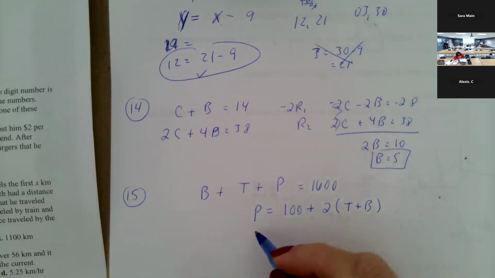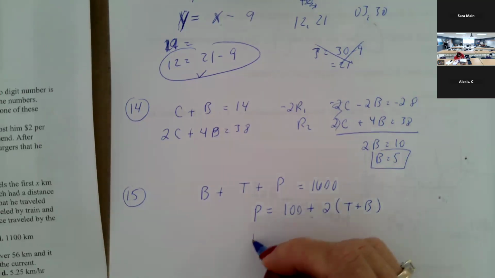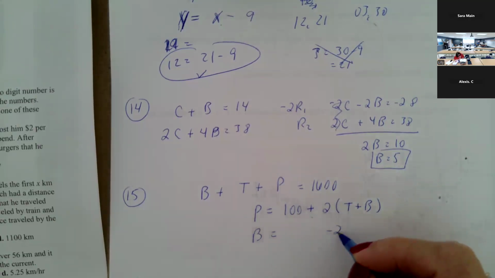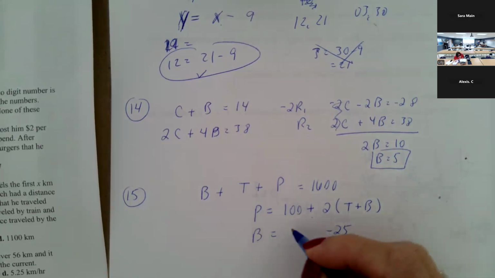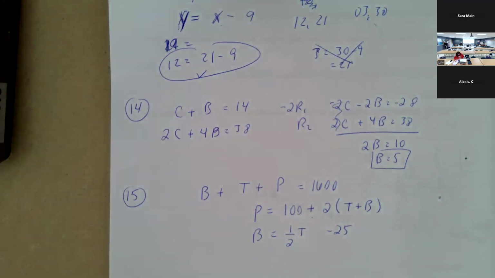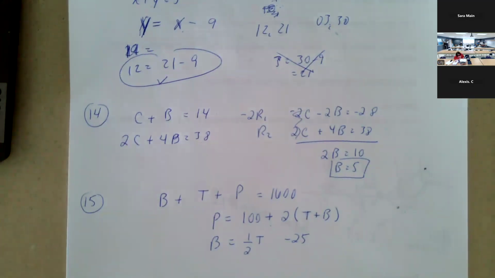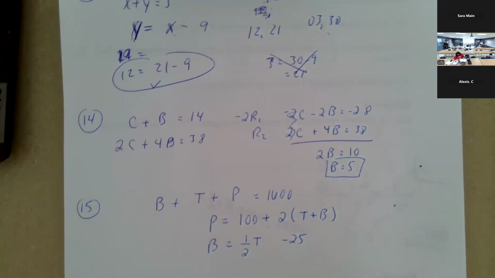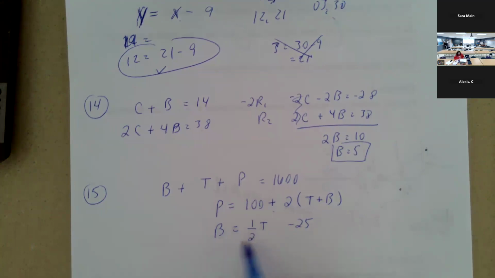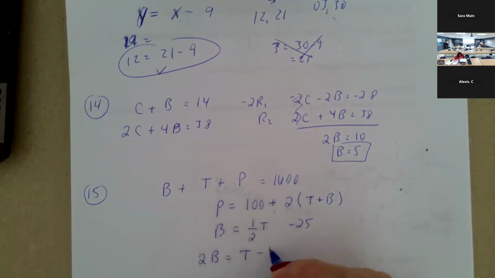And then it says the distance traveled by the bus was 25 less than half the distance by the train. Woo, this one's complicated. Okay. So I'm going to multiply through by 2 on this third one, just so I'm eliminating my fractions. So I have 2B equals T minus 50.